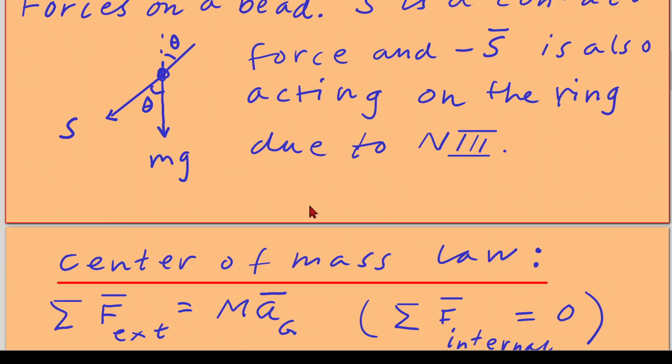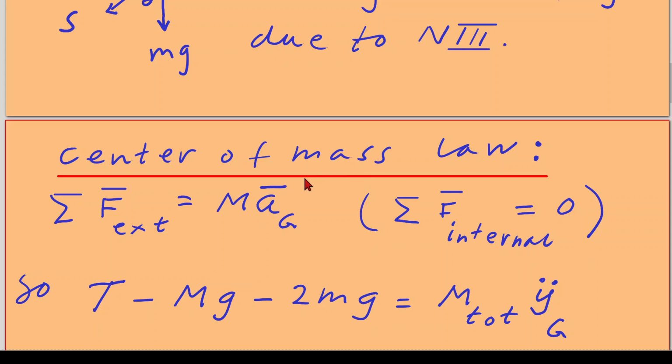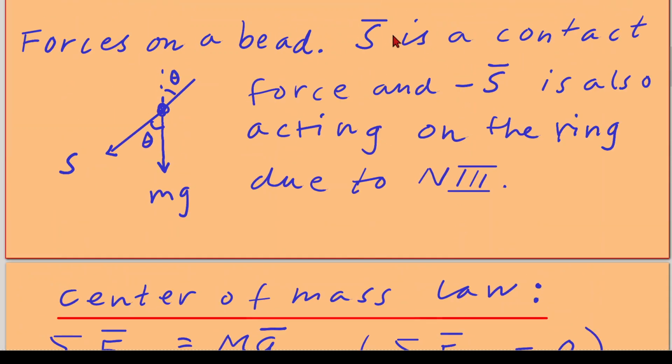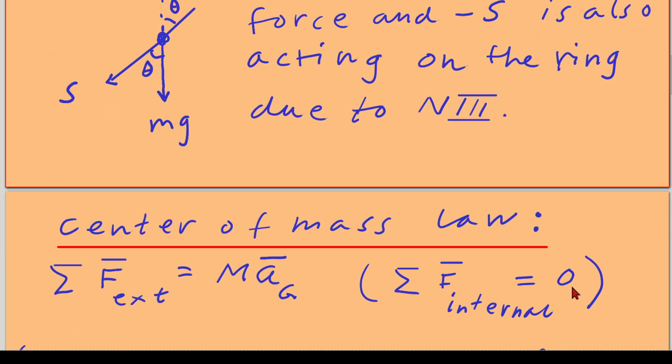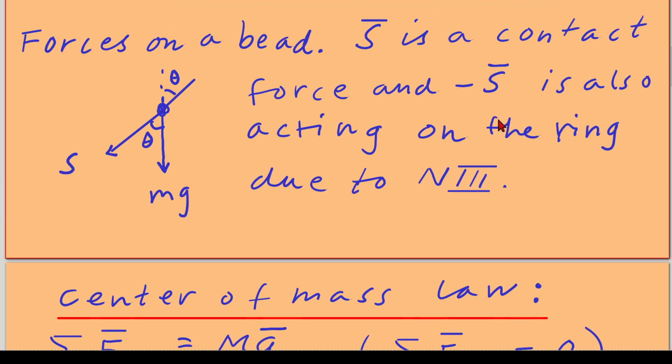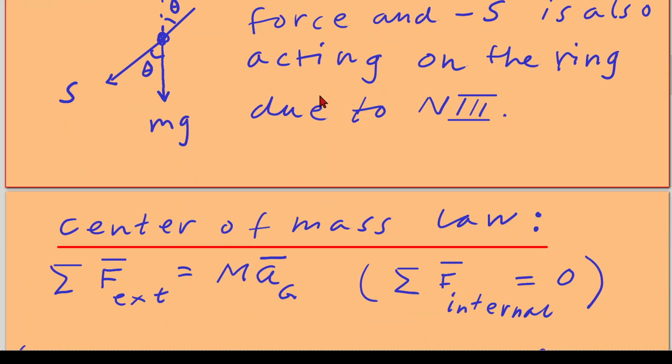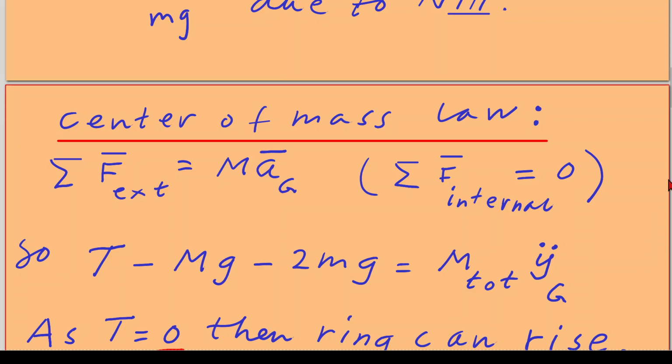But what is the center of mass law actually saying? It's saying that the sum of the external forces equals the total mass times the acceleration. And what is used is that all the internal forces, like this example here, S and minus S, when we sum this, it's just 0. So it is simply irrelevant. It's not an external force.